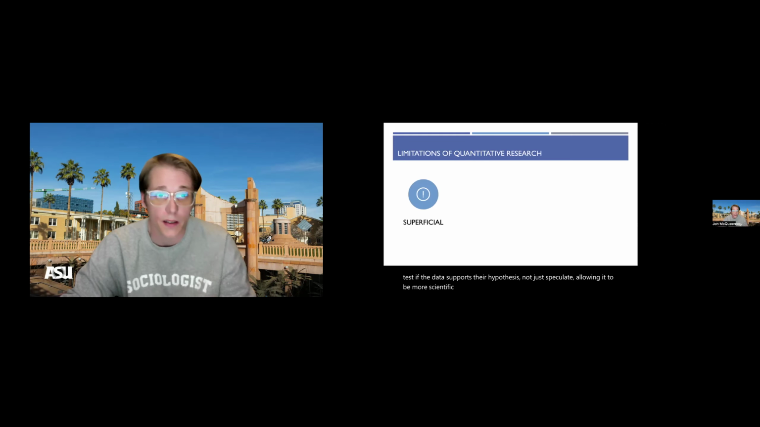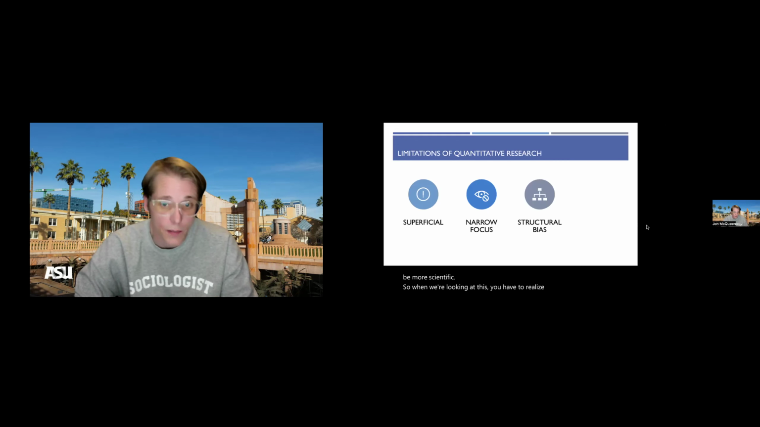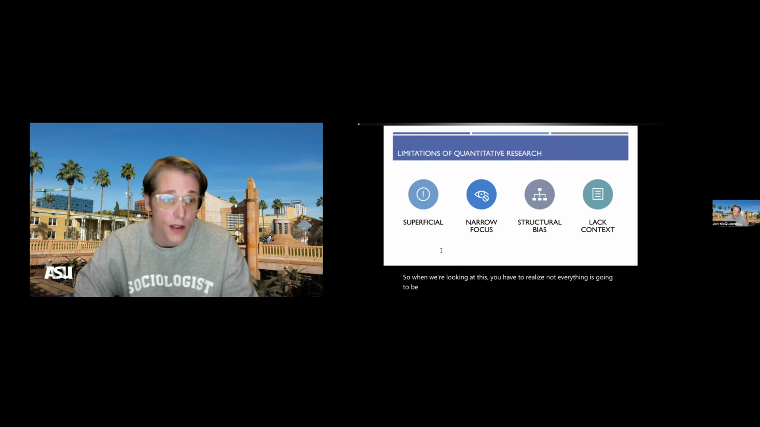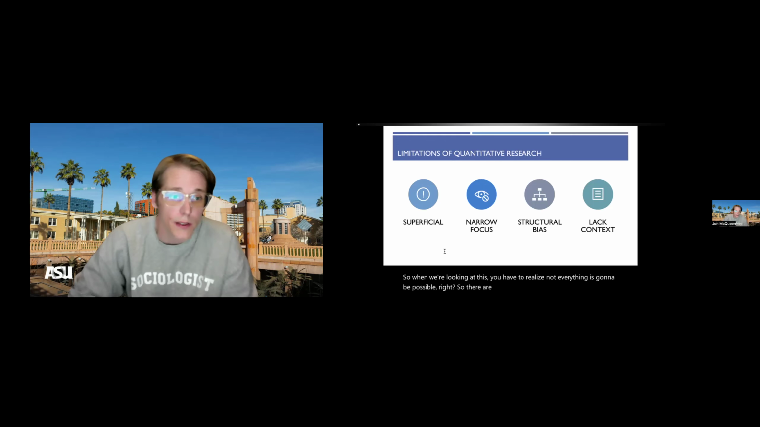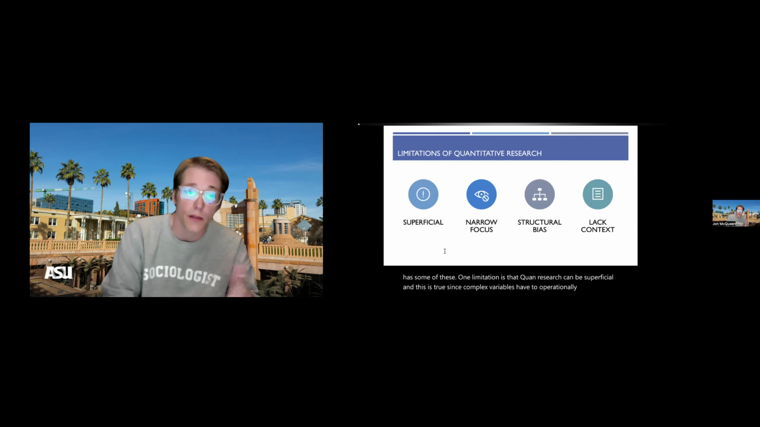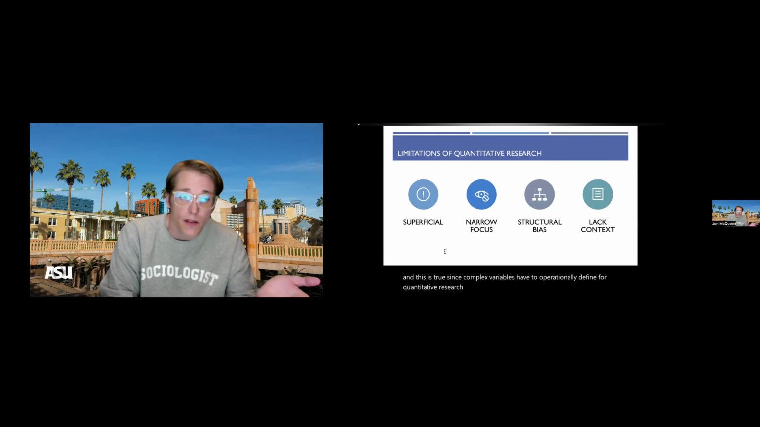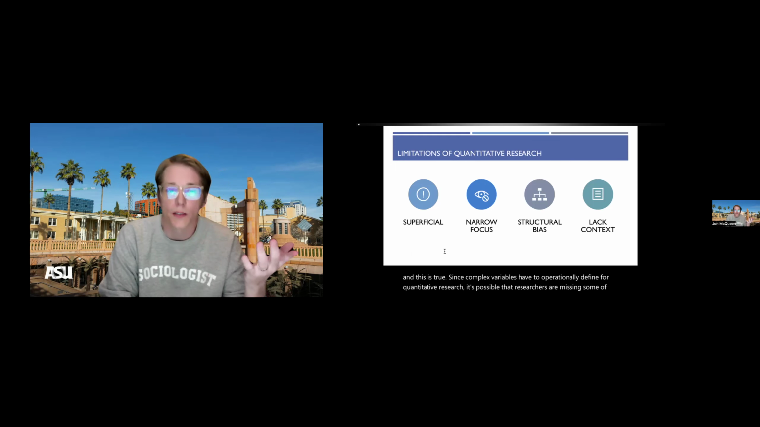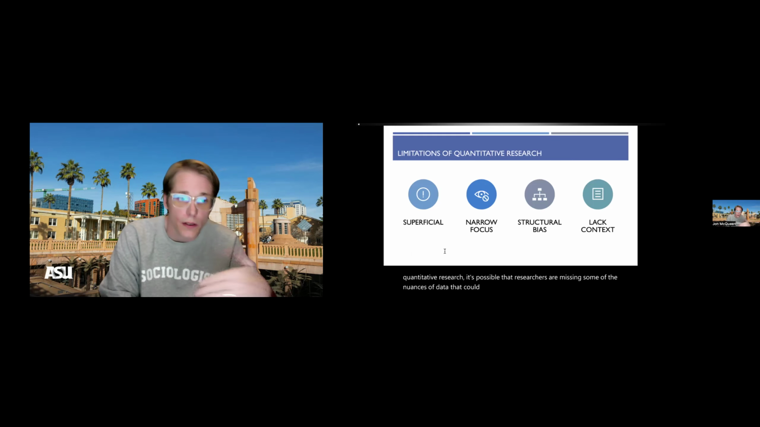So when we're looking at this, you have to realize not everything is going to be possible, right? So there are limitations, and quantitative research also has some of these. One limitation is that quantitative research can be superficial, and this is true. Since complex variables have to be operationally defined for quantitative research, it's possible that researchers are missing some of the nuances of data that could be more thoroughly described through maybe qualitative research.